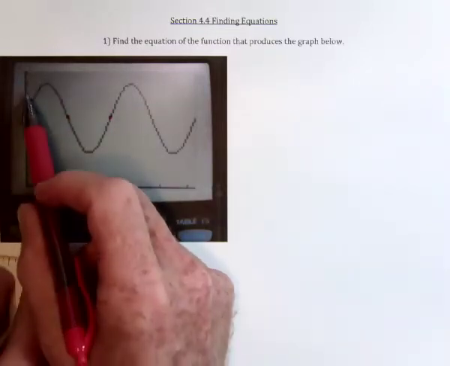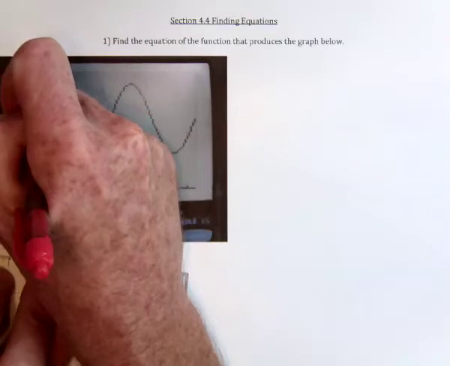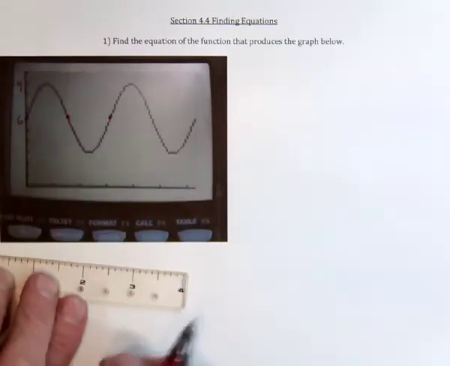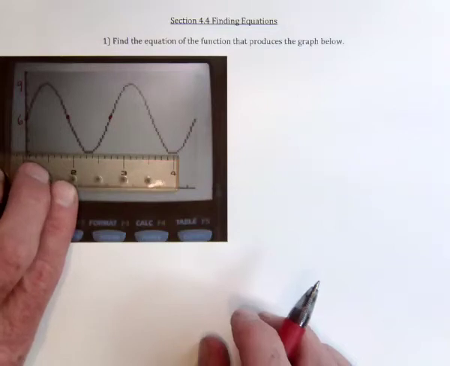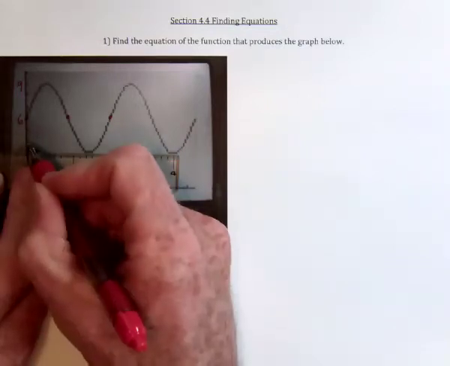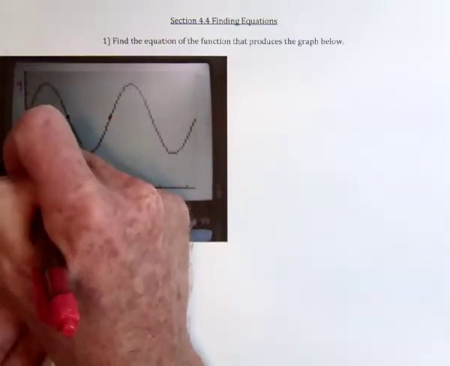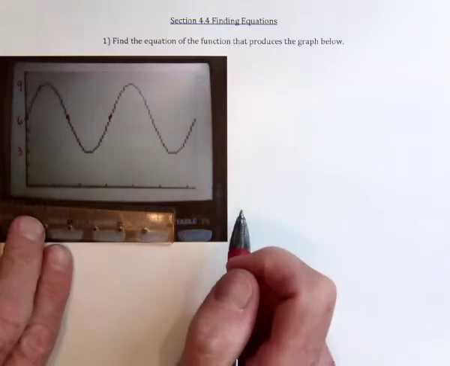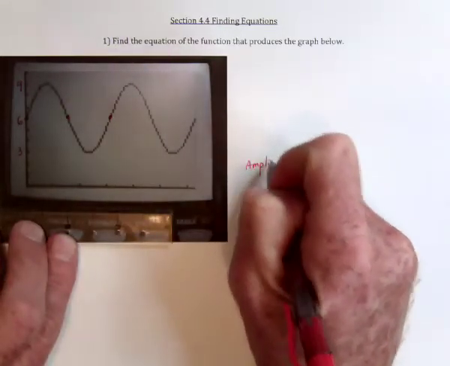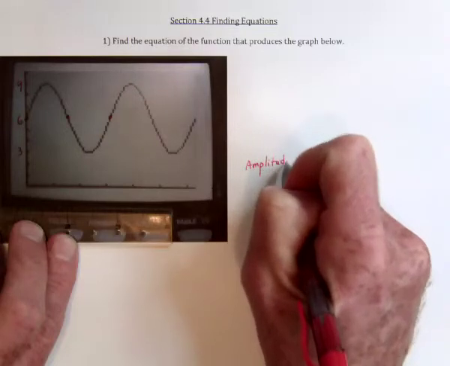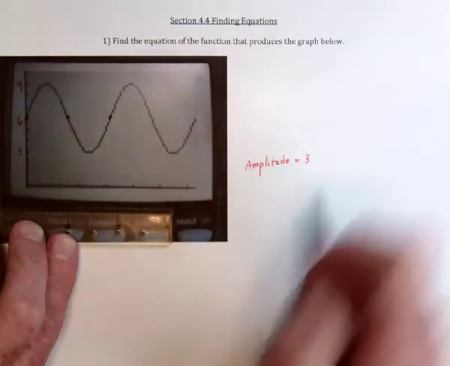and then 7, 8, 9, so it went up by 3, which means that the amplitude is 3. And I should verify that down here, go down 1, 2, 3, sure enough, it's going up by 3 and down by 3. So I've got that the amplitude is equal to 3.